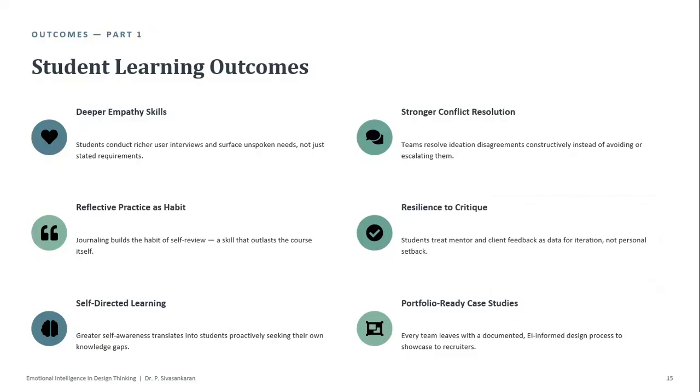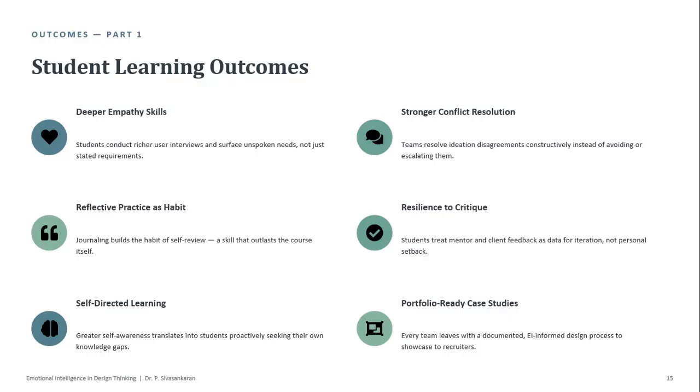Let us now go through the students' learning outcome as a part of a workshop objective. Students developed strong empathy. At the same time, they developed the ability to resolve conflict during the problem solving process. Reflective learning became a regular habit. Students became more resilient, collaborative, and self driven learners. Most important thing, they created their own personal portfolios demonstrating both technical competence and emotional maturity.